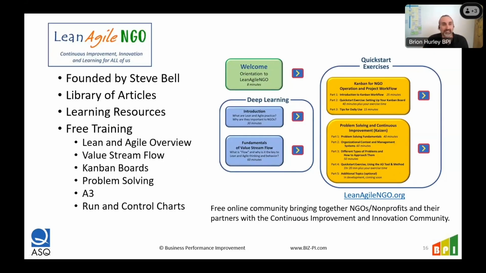There's also a group called Lean Agile NGO run by Steve Bell. He's put together some free training for organizations. And his goal was to make it easy for these NGOs and nonprofits to learn the basics around process improvement and lean. And he has a specific focus around Agile. That's his background and expertise.